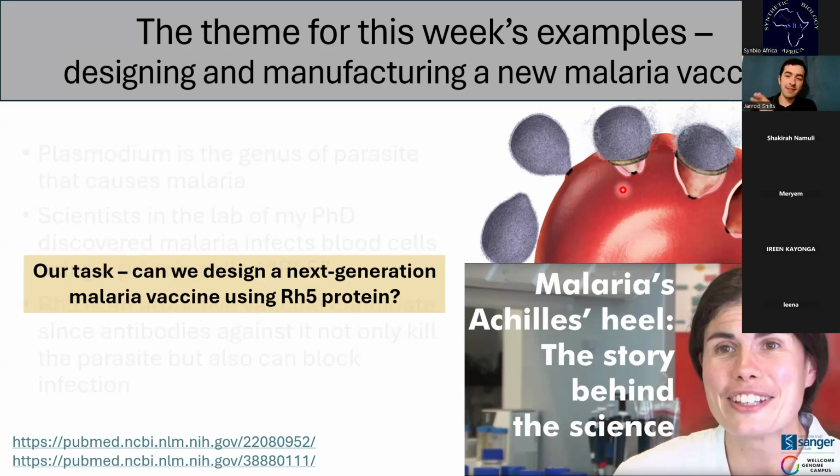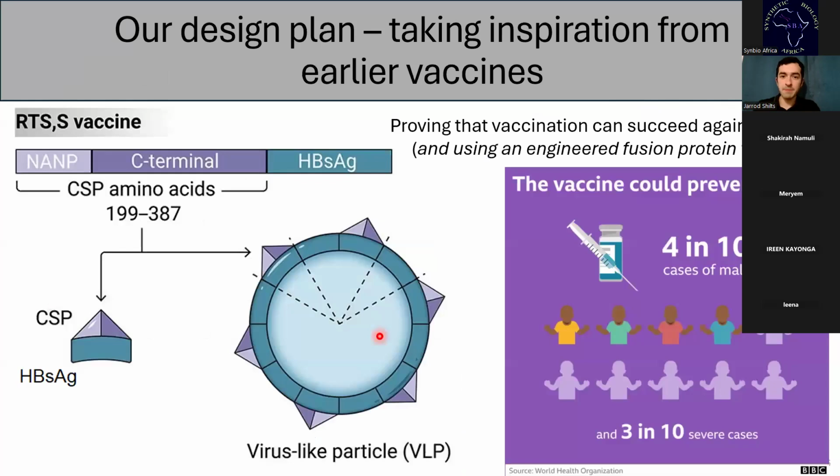Now, to explain the approach that I'll show to this problem, because there are many ways you could use Rh5 in a vaccine, this is the way that I'll be showing. It takes inspiration from, for those of you who follow the news, a really important medical breakthrough a few years ago: the first malaria vaccine that was approved, called RTS,S. And nicely enough for our course here, RTS,S was very much an engineered protein vaccine, just like we're working on today.